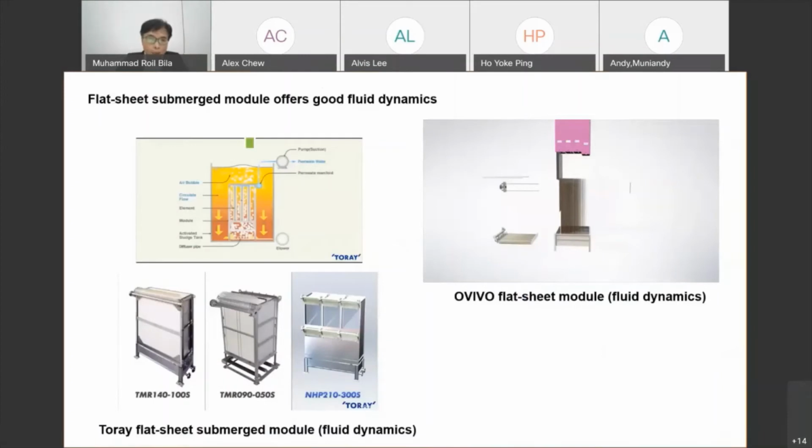And then one of the advantages, I show you a slide from the tubular membrane. So the good thing, so this is why flat sheet membrane is good. You can see very good dynamics.